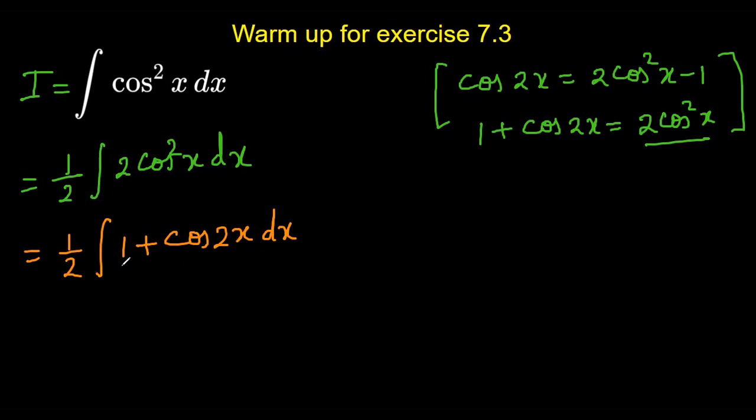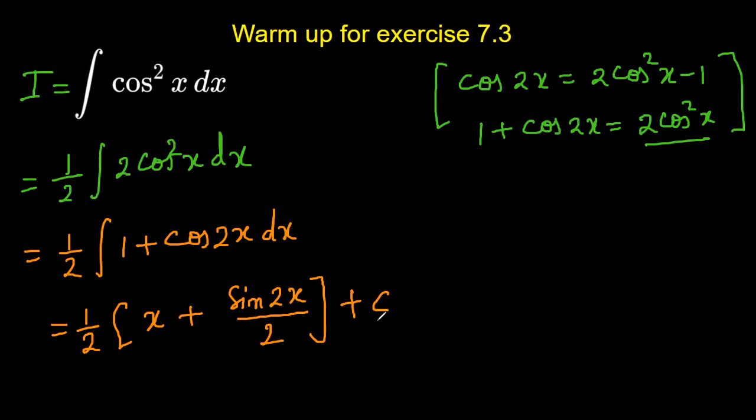Now we can write the integration of these two terms. Integration of 1 is x, and plus integration of cos 2x. Integration of cos x is sin x, so sin 2x in this case. And just like in differentiation we used to multiply by the derivative of this function, that is 2, here we divide by the same number, the differentiation of that function, and plus c. So that is your answer.